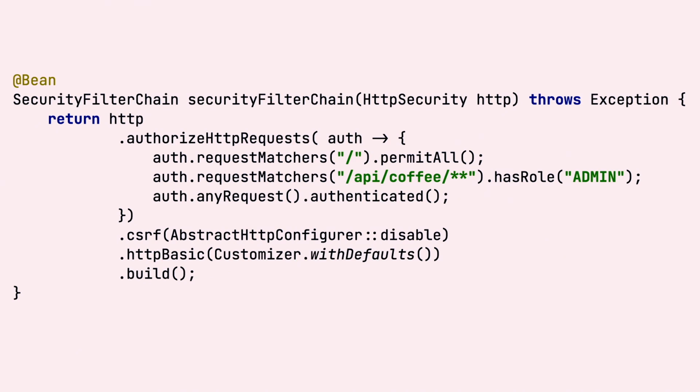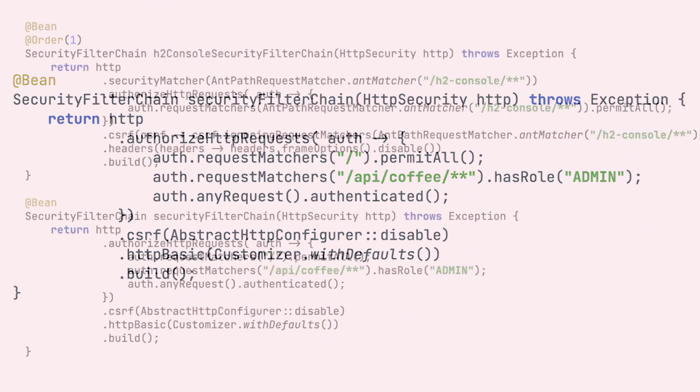Here I'm saying, if you visit the root endpoint, permit anyone to access that. If you visit /api/coffee/anything after that, make sure that they have a role of admin. Anything else, just make sure they're authenticated. So I'm customizing my security there.